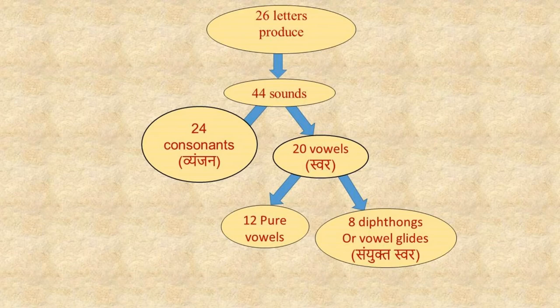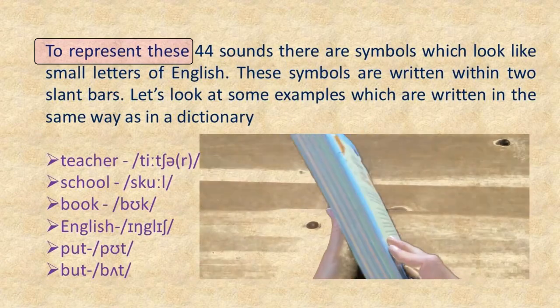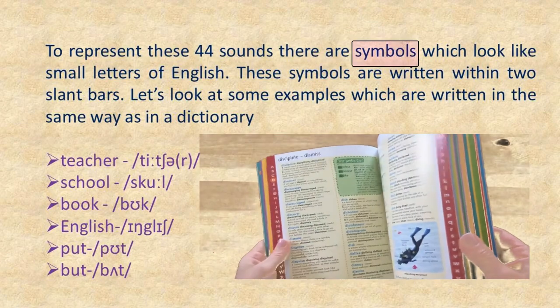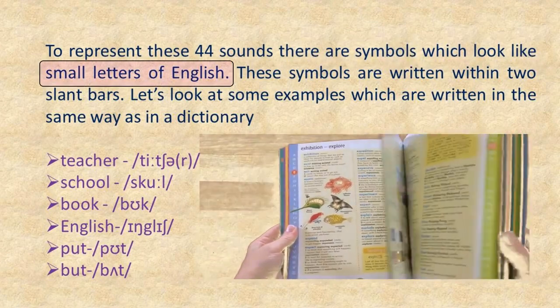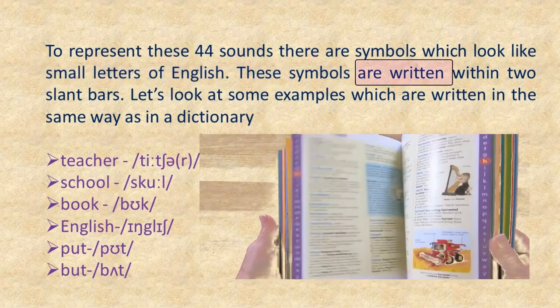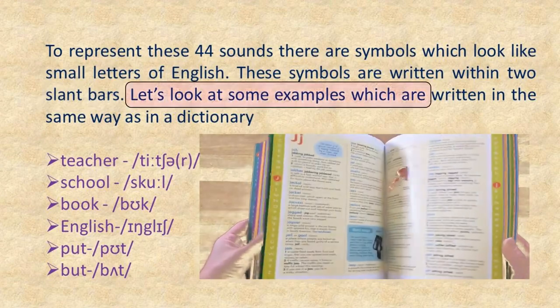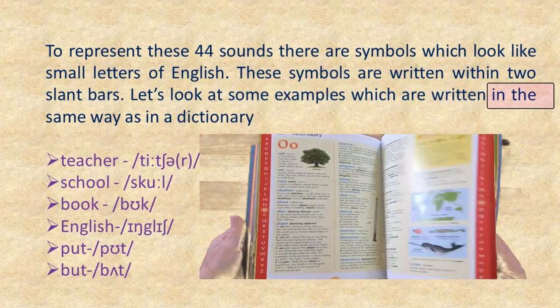In English alphabet, there are 26 letters. These 26 letters produce 44 sounds. In that 44 sounds, 24 are consonants, vyanjan, 20 are vowels, swar. In that 20 vowels, 12 are pure vowels, 8 diphthongs or vowel glides, sanyukta swar. To represent these 44 sounds, there are symbols which look like small letters of English. These symbols are written within 2 slant bars. Let's look at some examples which are written in the same way as in a dictionary.